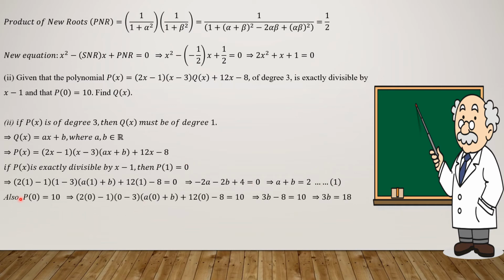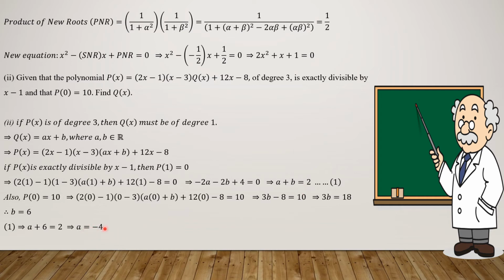Now, also they said p of 0 is equal to 10. So substituting 0 again in p of x, this p of x we have here, you now get 3b as 18, then b is equal to 6. And again, putting b inside here means we have a plus 6 equals 2. Therefore, a should be negative 4.